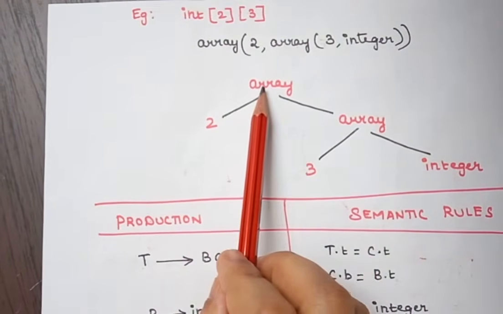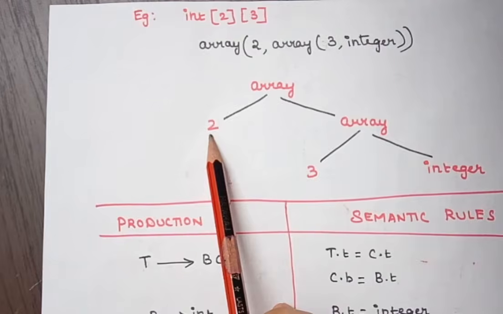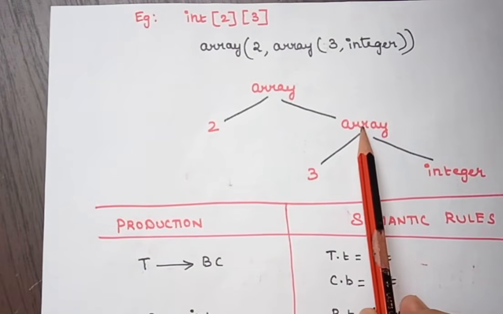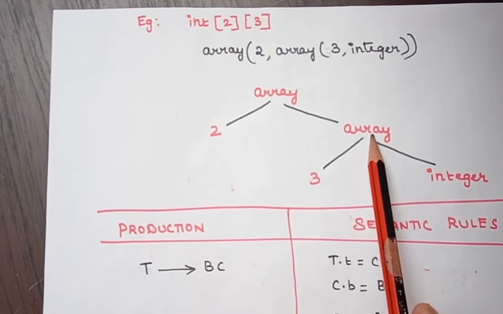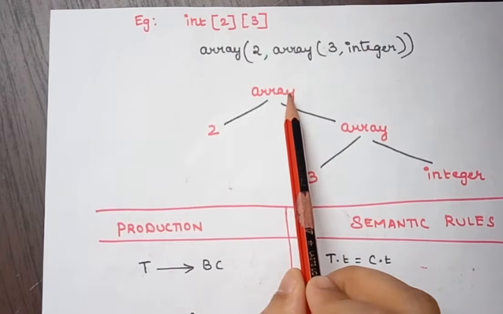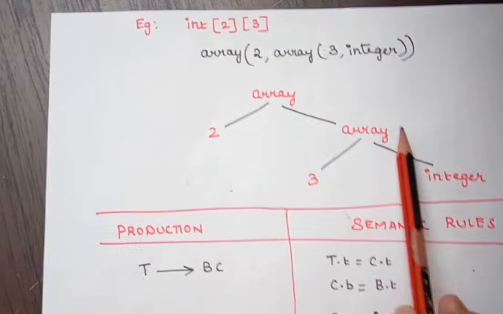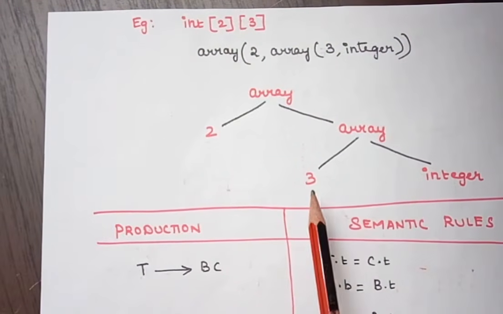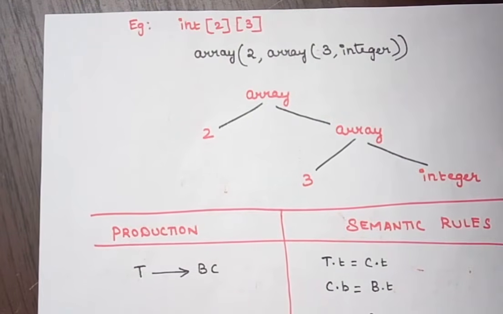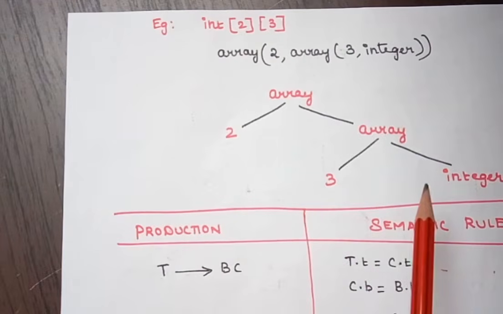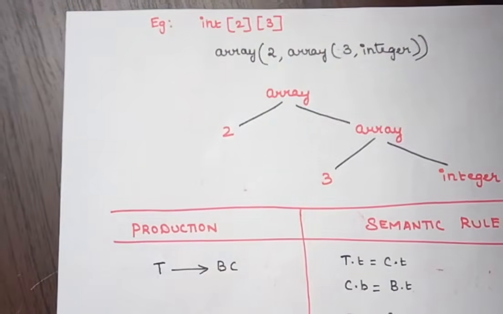So here the operator array takes 2 parameters. The first parameter is a number and the second parameter is a type. Here the array represents the type, and if the types are represented by trees, then this operator returns a tree node, which is labeled array. This returns a tree node array with 2 children, and one child is the number and the next one is the type again. So this is the simple example for constructing this tree for the given declaration statement.